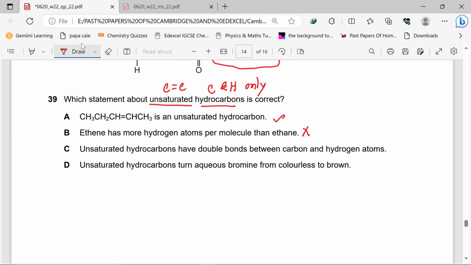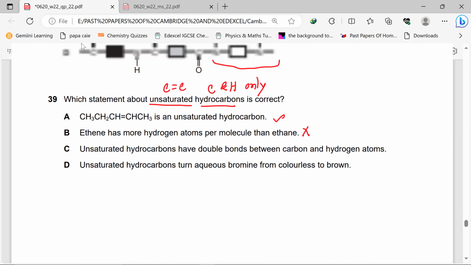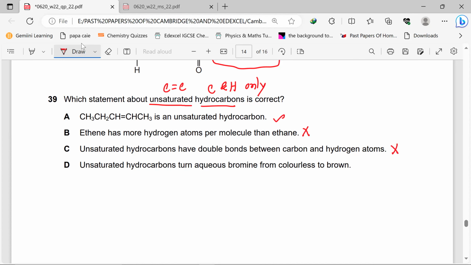Unsaturated hydrocarbons have double bonds between carbon and hydrogen atoms. No, between carbon and carbon atoms. So this is incorrect. Unsaturated hydrocarbons turn aqueous bromine from colorless to brown. No, from brown to colorless. So this is incorrect. So A should be the only correct answer.